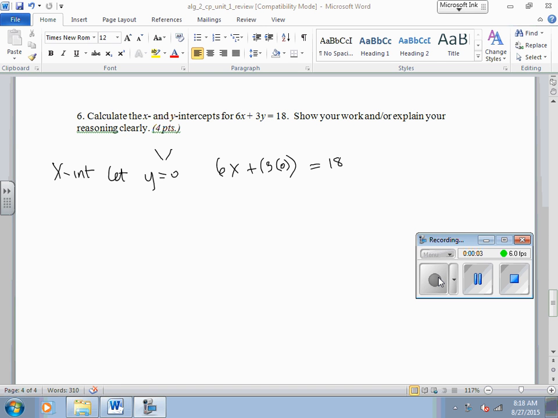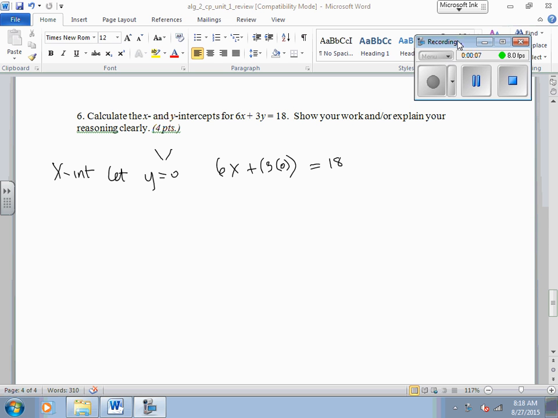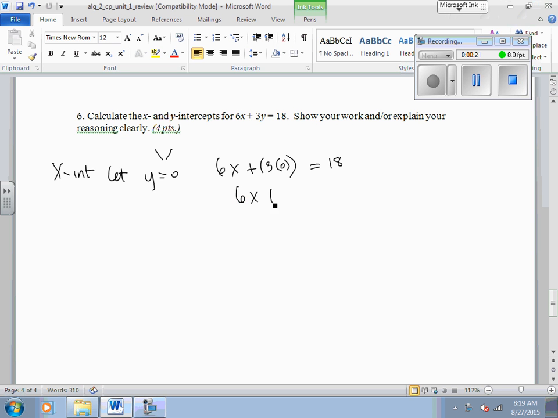We've gone over all the problems up to number 5. So now we're on number 6. Again, to get the x-intercepts of any equation, always let the letter y equal 0 and just solve it from there on. Okay? You'll notice you're going to get 6x plus 0 is equal to 18. You can pretty much write it as 6x equals 18.